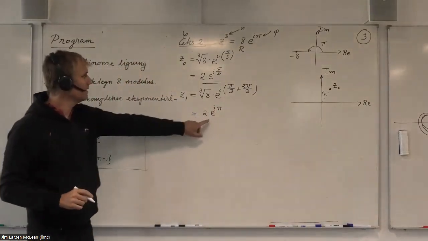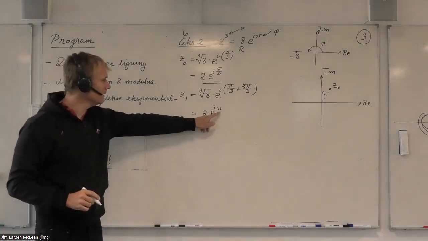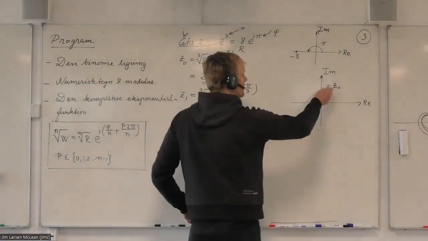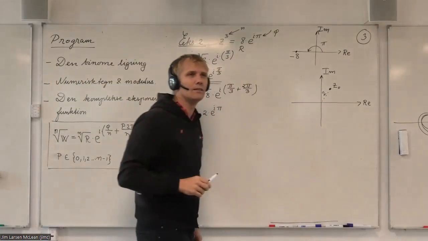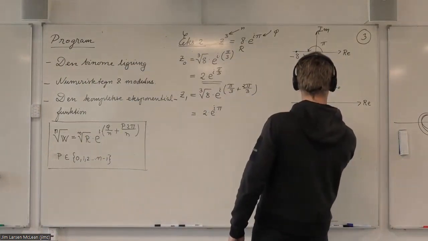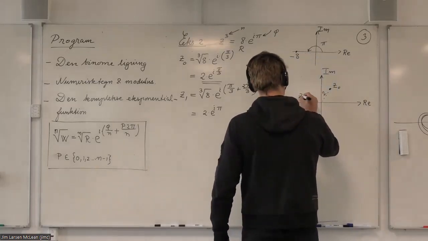But what number is that? It's like the number -2 in disguise, because pi is 180 degrees. And 2 away, because I'm rotating 180 degrees and I'm 2 away. So the number is at -2. So the next solution lies here. Out at -2, that's where z1 is located.